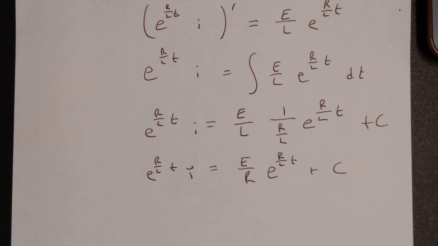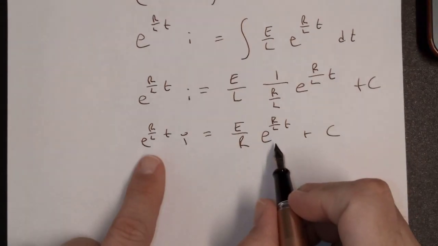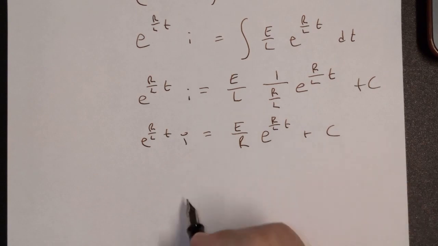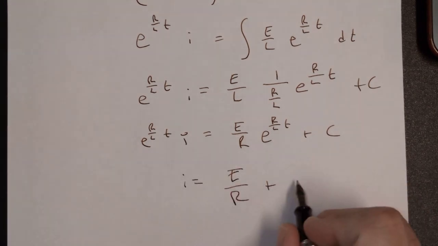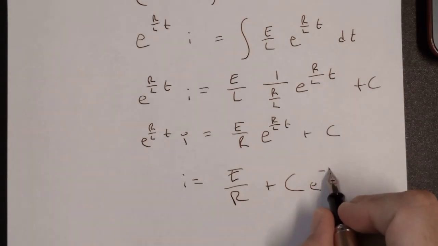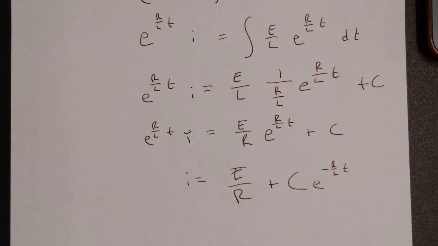Now I want I all alone, right? So I divide by this. What happens here? Ta-da! That's a really bad looking E. I apologize. But wait, there's more.